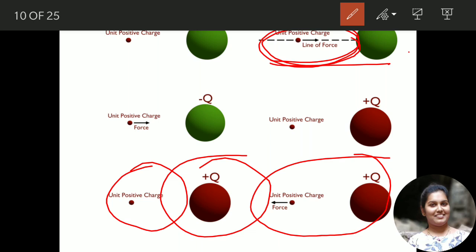According to Coulomb's law, we already know that like charges repel and unlike charges attract each other. As it is a positive charge and the q is also positive, the unit positive charge will show a repulsive force. As the unit positive charge is free to move, it will move away along the straight line joining the center of the unit positive charge and the positive charge.